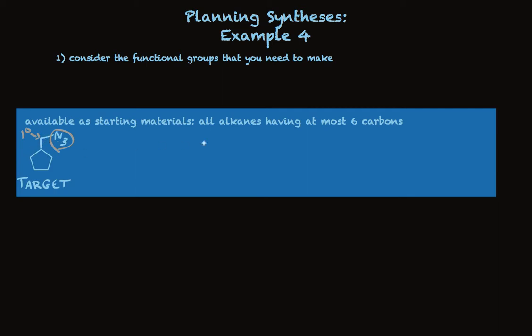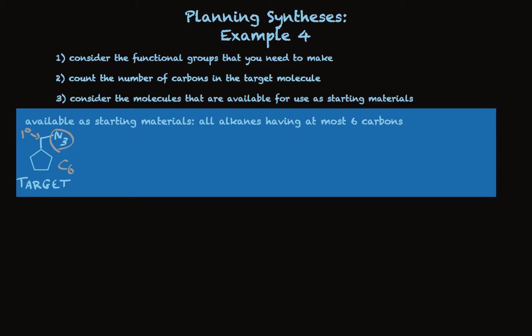Step 2, as you think about planning the synthesis, count the number of carbons in the target molecule. Well, this has 5 carbons in the ring plus an additional carbon, so this is a C6 molecule. And step 3, take a look at the materials that are in your starting materials pool. What compounds are they? And it turns out that they can have as many as 6 carbons, so it looks like you probably won't have to make a carbon-carbon bond. If you're careful about what you pick as starting material, you probably are only going to have to do functional group manipulation. And then you can set about the process of thinking about what this could come from.